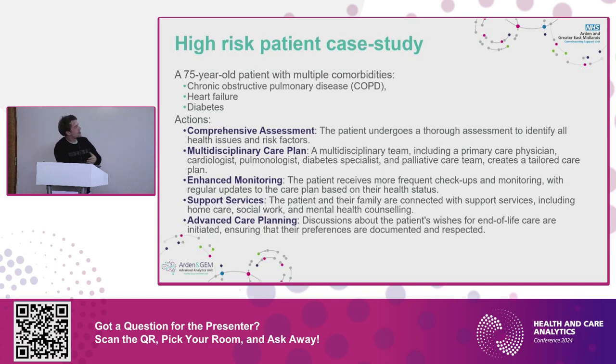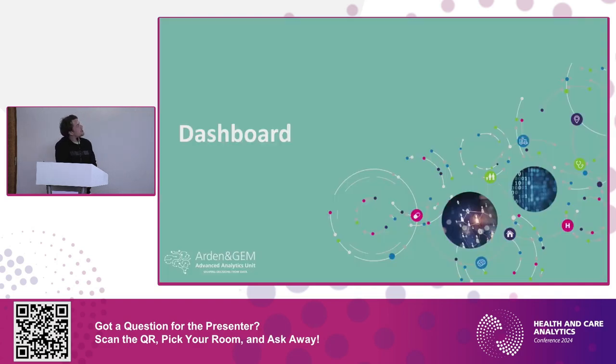So you can offer things like comprehensive assessment, multidisciplinary care plan, enhanced monitoring, support services, and advanced care plan, and you can start a lot of these, focused on a cohort of patients most at high risk, pre-selected by the clinician. So the clinician will still look at the cases, make sure that they would actually benefit from these interventions. But the model is almost like a first filter to get those patients.